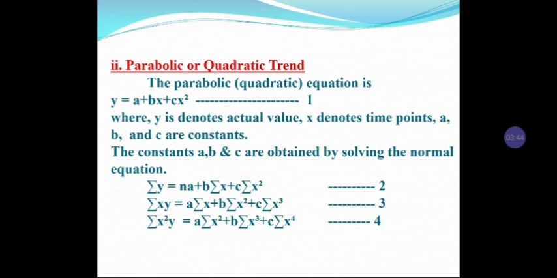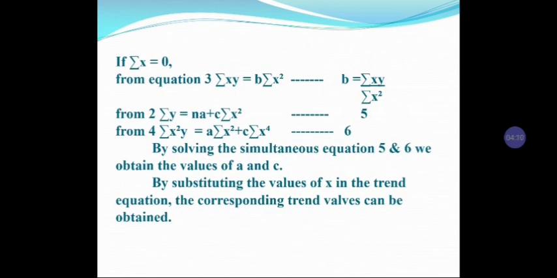So sigma y is equal to na plus b sigma x plus c sigma x square. Then sigma xy is equal to a sigma x plus b sigma x square plus c sigma x cube. Then sigma x square y is equal to a into sigma x square plus b into sigma x cube plus c into sigma x to the power of 4. Now if x is equal to 0, we need to have these terms. I will explain all of this in detail.